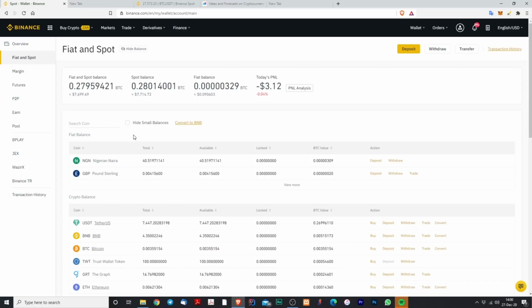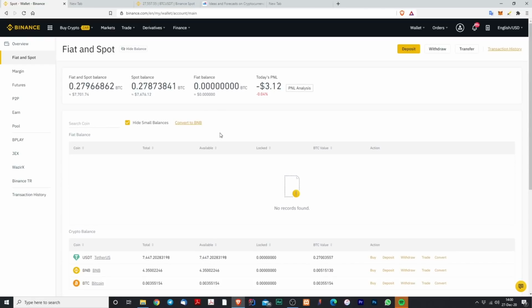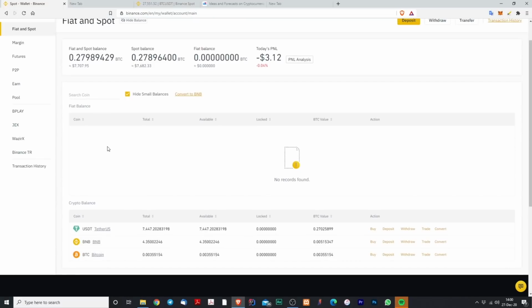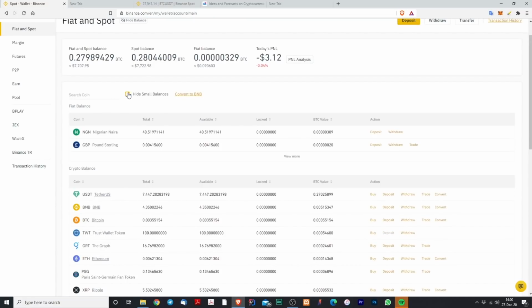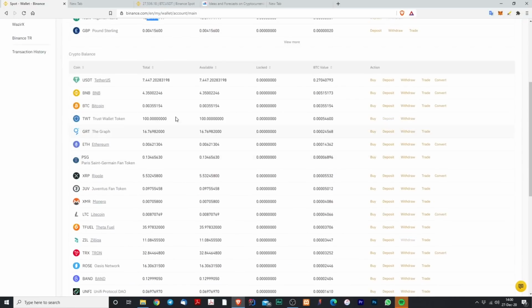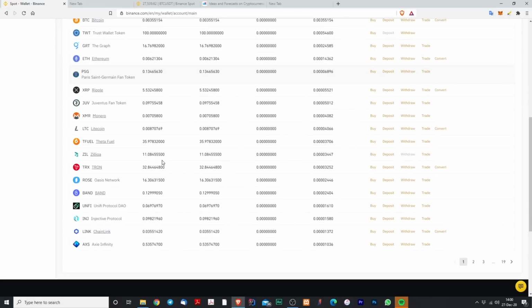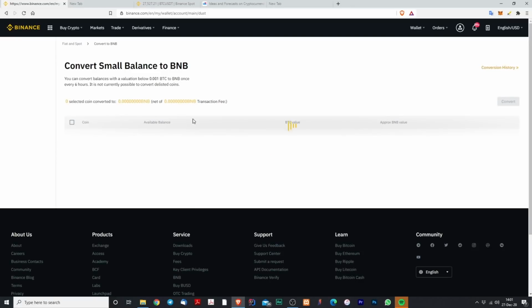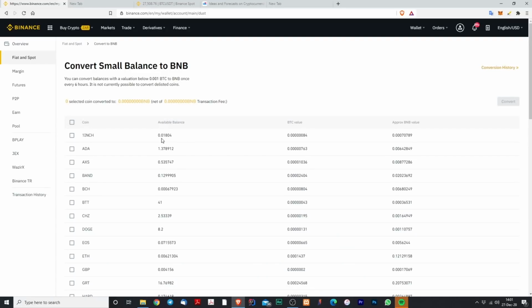Okay, and here you also have a feature that says hide small balances. So it's now going to show me only the coins that I have, and it's not going to include all the other stuff, right? It also has a feature here that says convert to BNB. You can see here I have small amounts of 40 Naira and so many other little coins, 5 XRP and so on and so forth, right? Small amounts. Some of these are airdrops that I just received for free. I can choose to convert these to BNB. And if you have BNB on Binance, you actually get a discount on transaction fees.